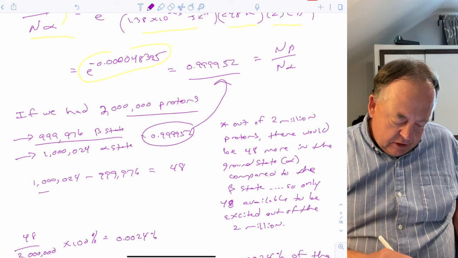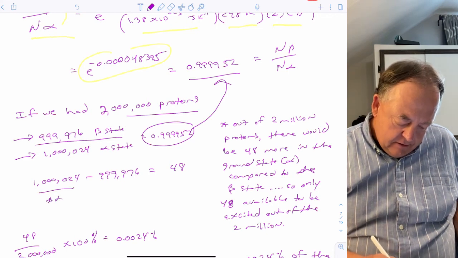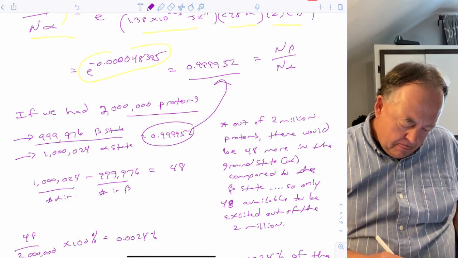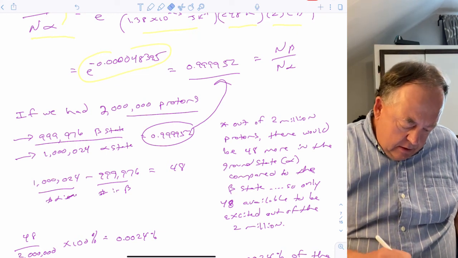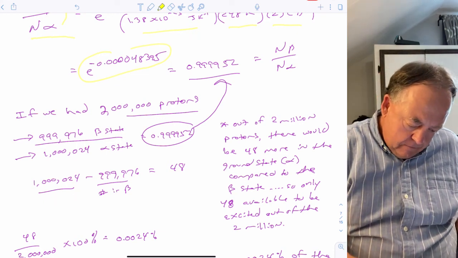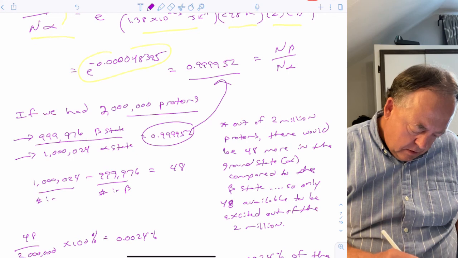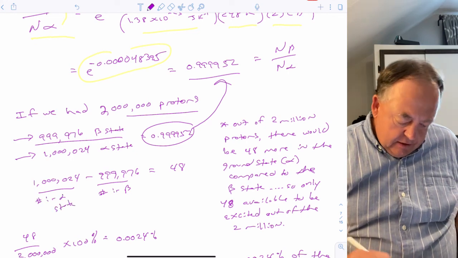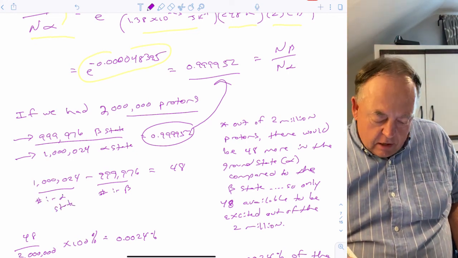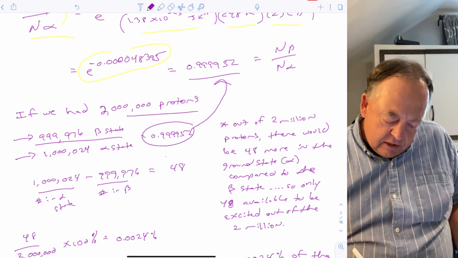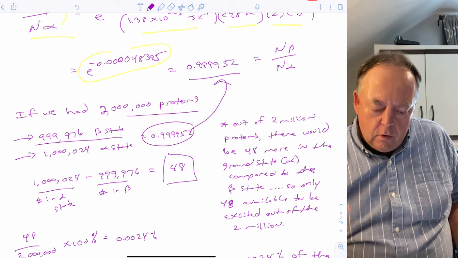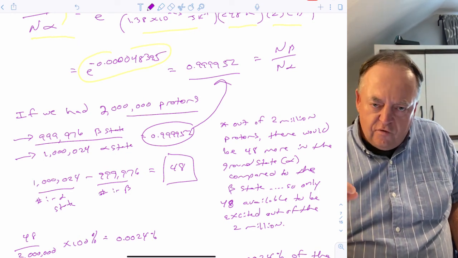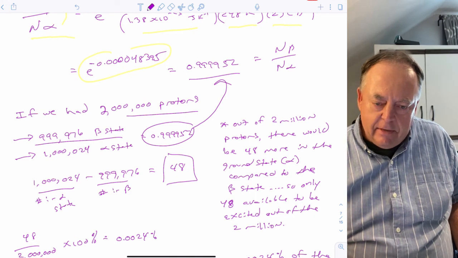So if we just subtract these numbers, this is the number in the alpha state, and this is the number in the beta state. So 1,024,000 minus 999,976 gives you 48. So what does that mean? That means there's 48 more out of 2 million protons in the alpha state than in the beta state.